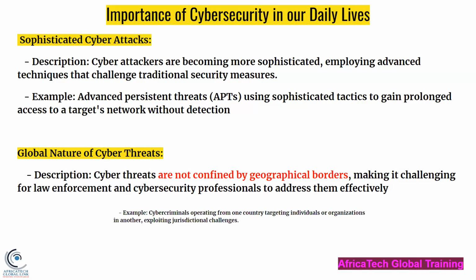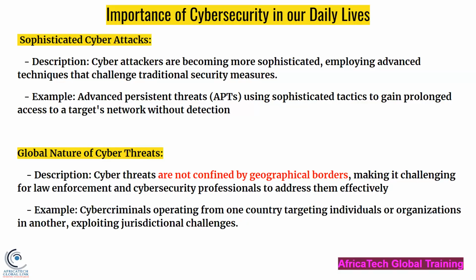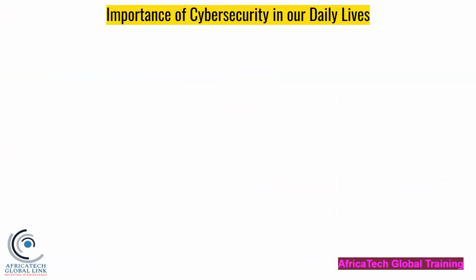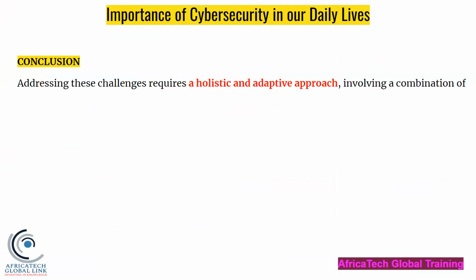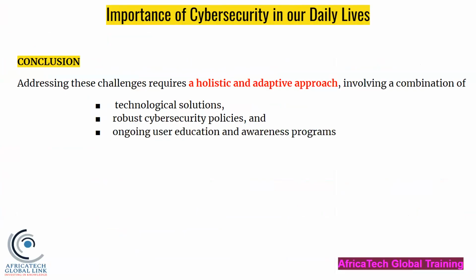For example, cyber criminals operating from one country, targeting individuals or organizations in another country, exploiting jurisdictional challenges, right? Those are the challenges in cybersecurity, and you have to understand those basic things. It's very important. So, conclusion, what is here? Addressing these challenges requires a holistic and adaptive approach involving a combination of what? Technological solutions, robust cybersecurity policies, and ongoing user education and awareness programs.